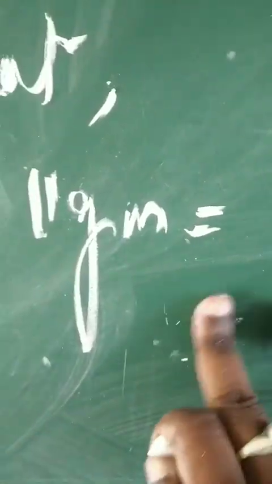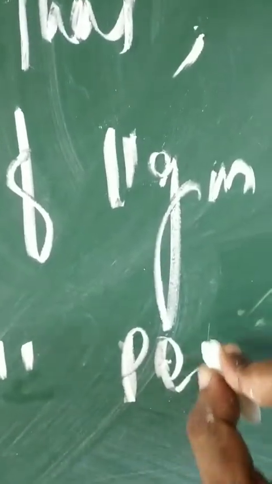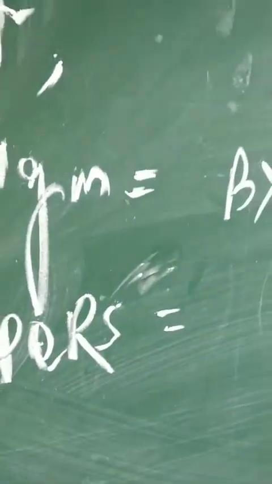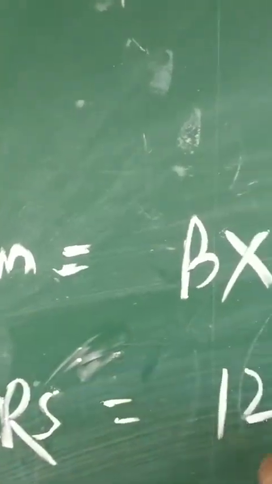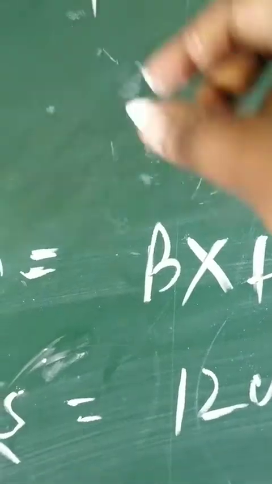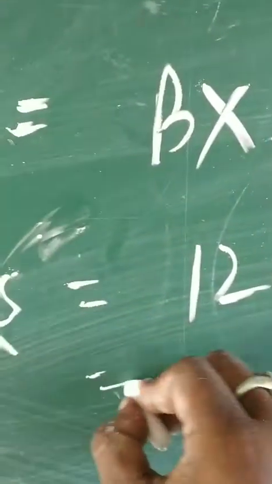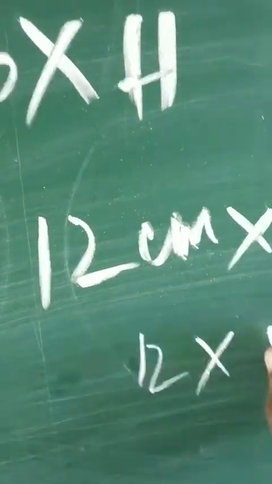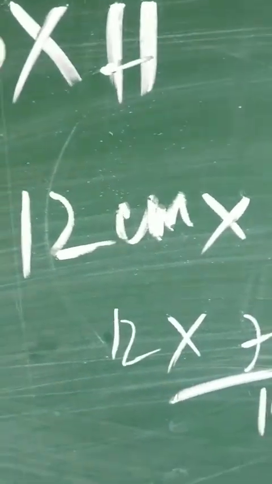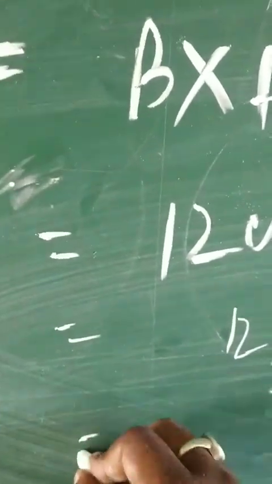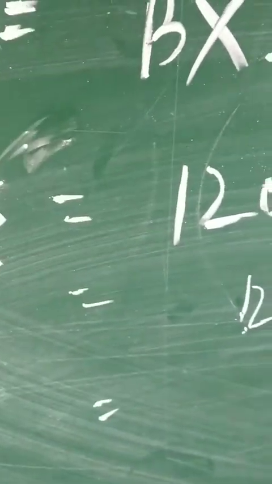Therefore, area of PQRS is equal to base, which is 12 centimeter, and height QM, which is 7.6 centimeter. So let us find the product of these two numbers. 12 into 7.6: remove the point, you are supposed to get 10. Now it's better if we multiply 12 and 76 directly. The calculation would be a bit easier.